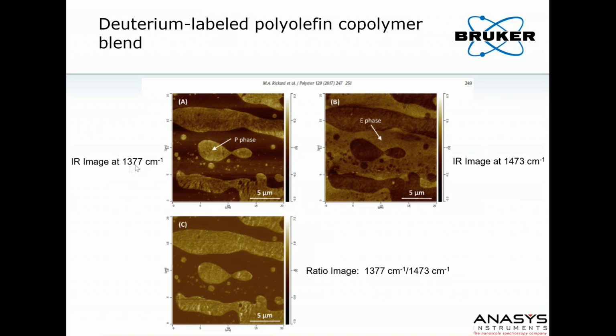If you take an IR image at 1377 reciprocal centimeters, you're lighting up the polypropylene rich phase. If you switch to 1473, you light up the polyethylene rich domain. What you really want to know is, where's this ethylene propylene polymer that compatibilizes the two? Where does that occur? If you ratio these two images, you get a much crisper image, because 1473 contains both methyl and methylene contributions, while 1377 is mainly from the propyl. So you can see where the polypropylene layers are.